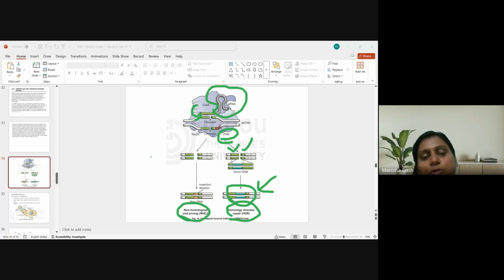So this could also be a question for you, the mechanism of CRISPR or Cas9 activity. It may not be a long question, but it could be a 5-mark question for you.